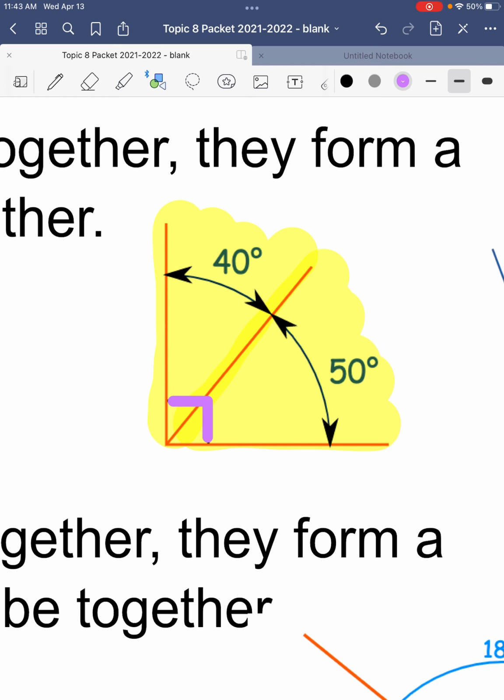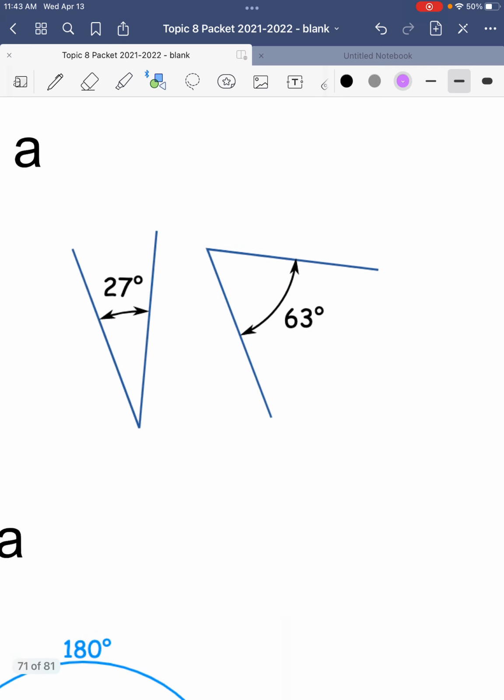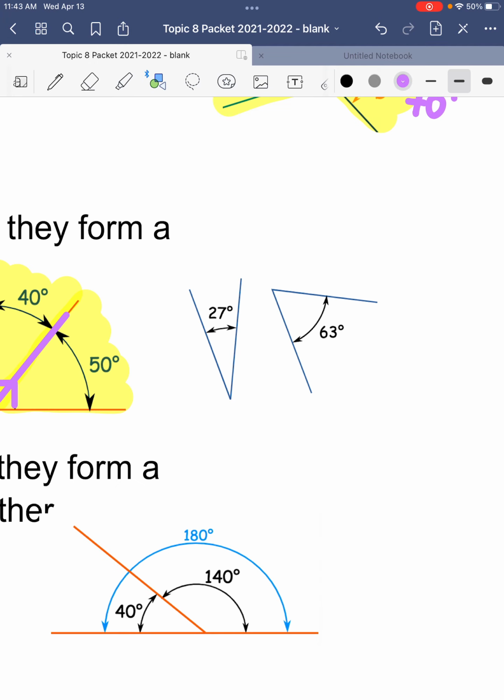Okay, now remember, these were adjacent angles. They shared that common vertex and they also shared this common side right here. But complementary angles don't have to be adjacent. So here I have two independent angles that together add up to 90 degrees. So they are also complementary angles.